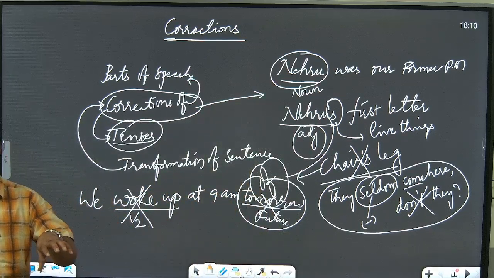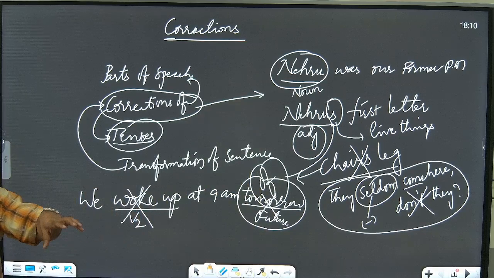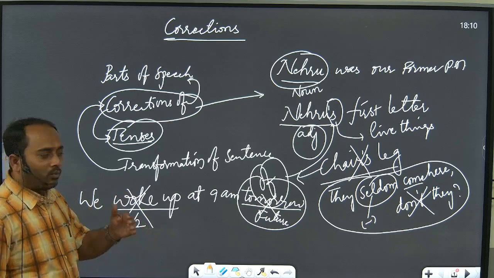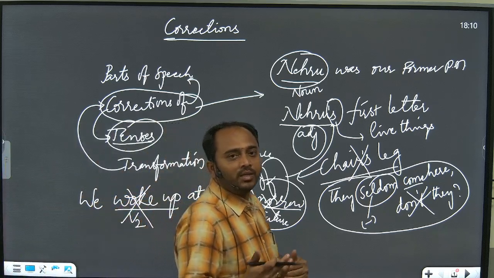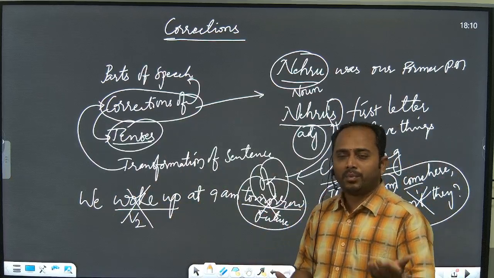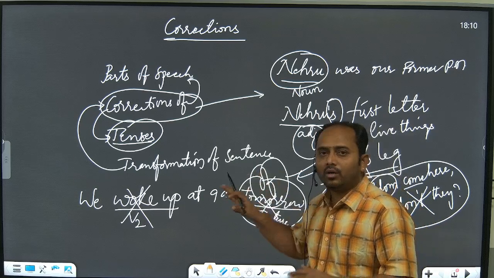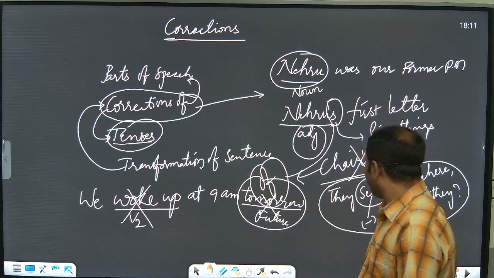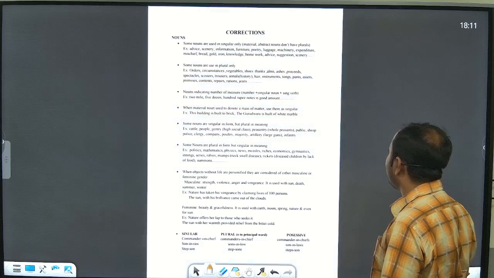Now we are going to discuss part-wise what kind of corrections you get in the noun, and what kind of corrections you get in the pronoun, verb, adverb, adjective, conjunction, interjection, or preposition. When you learn all these effectively, automatically you can do well in the examination.